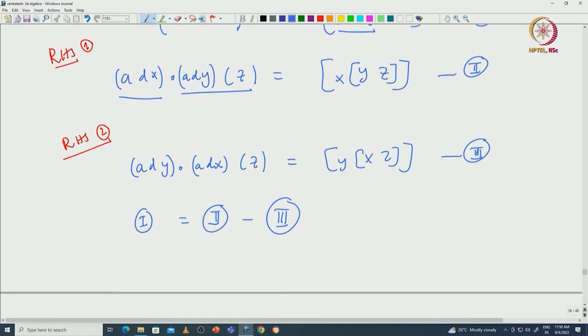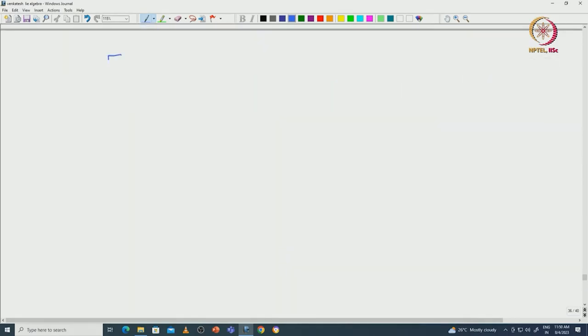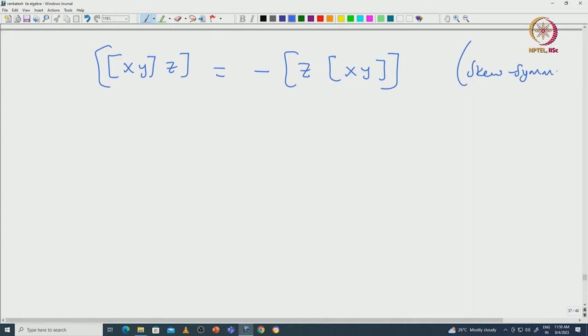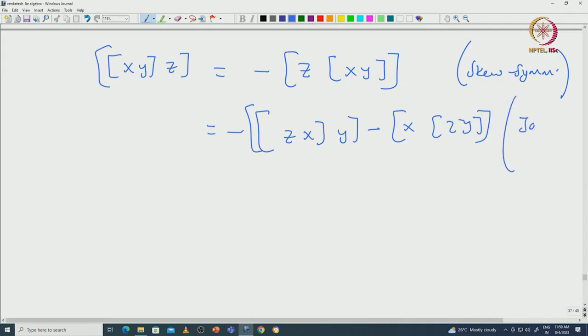Let us take the first one. The first one is nothing but bracket x y z. Now let us use the Jacobi identity. To use the Jacobi identity, it is better to rewrite this way, bracket z bracket x y. First we have used skew symmetry. Now if you rewrite this, this is exactly minus bracket z x y minus bracket x z y, because ad z is a derivation. So this is the Jacobi identity, or we are using that ad z is a derivation.